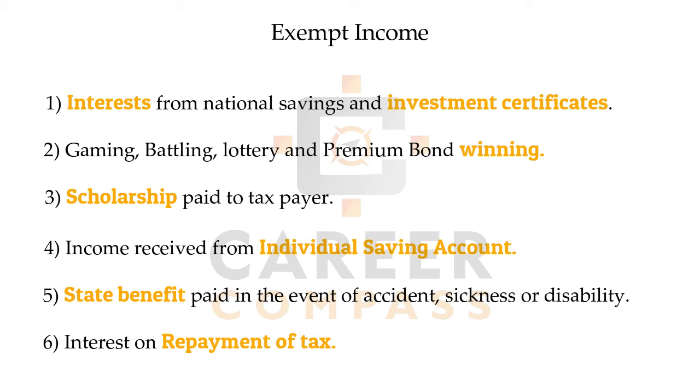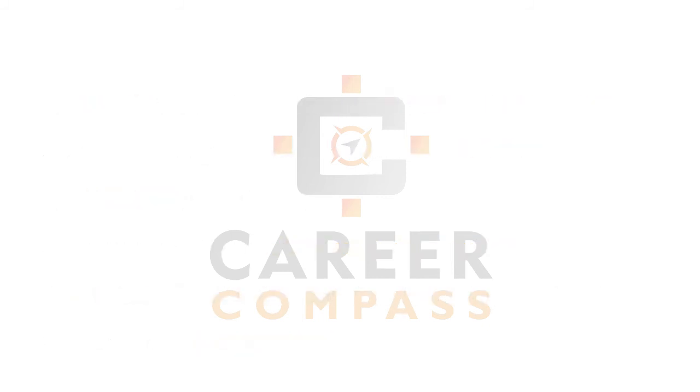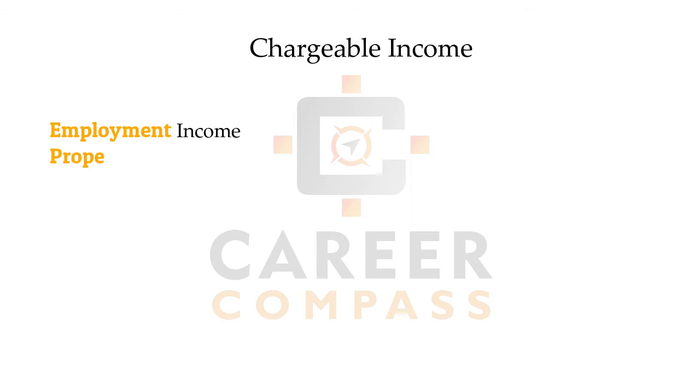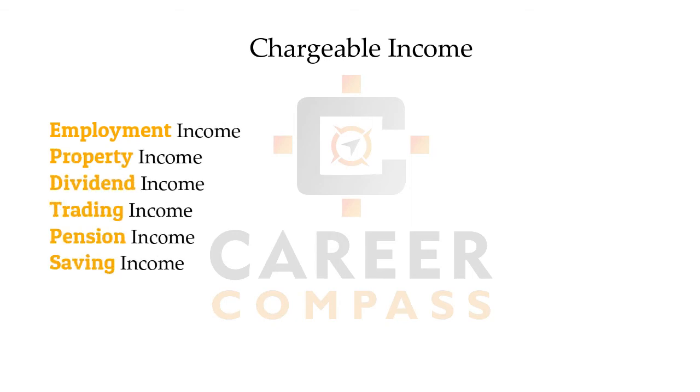Then after, students, the chargeable income. There are many kinds of income which can be chargeable. Employment, property, here are some examples given. These incomes are chargeable under the income tax: employment, property, dividend, trading, pension, and saving income. Otherwise, CGT and IHT will be taxed separately, right? That will not be covered in the income tax. So under the income tax, these incomes are taxable.